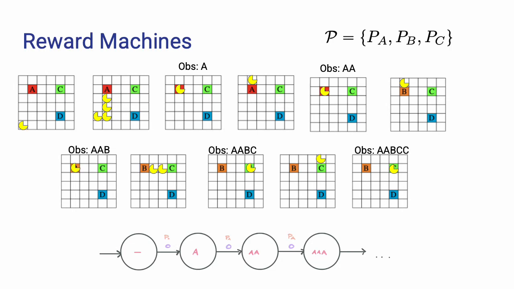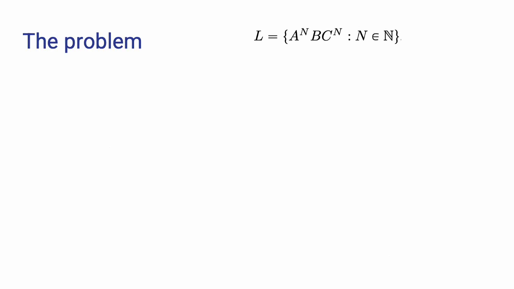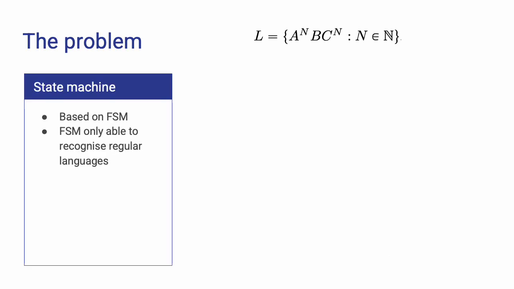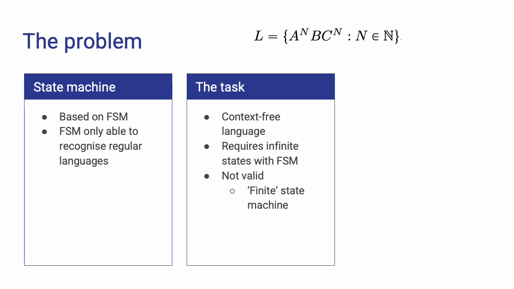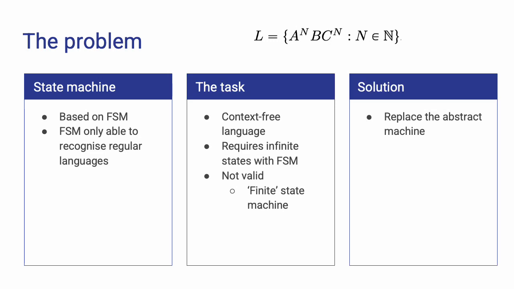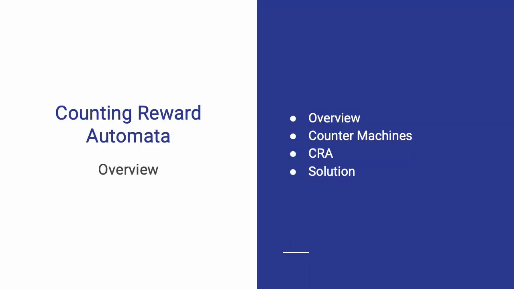This is a consequence of the fact that reward machines are finite state machines, and finite state machines cannot model context-free languages. In summary, reward machines are finite state machines, and finite state machines are only able to recognize regular languages. However, this task specification requires a context-free language specification, and as a result, it can only be solved using more powerful automata. We present the counting reward automata formulation as a solution to this problem.